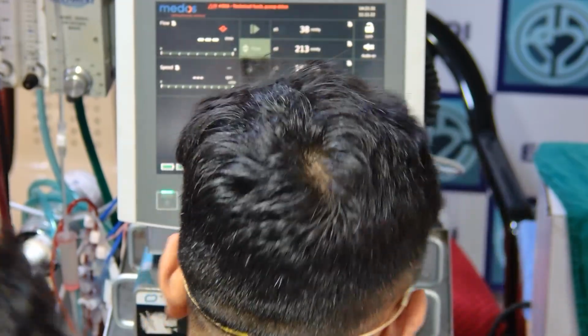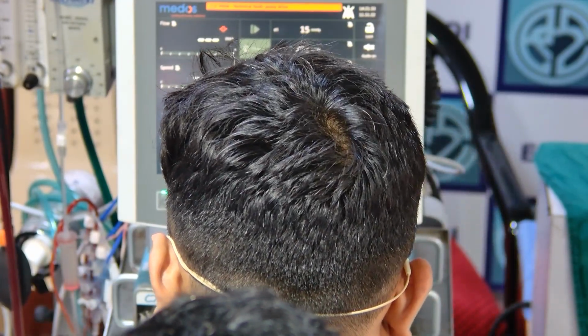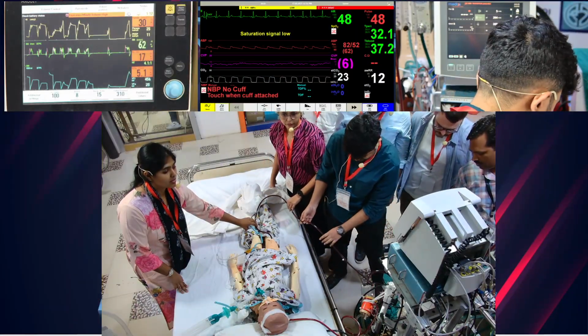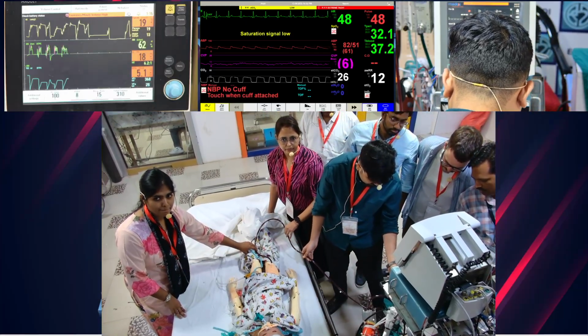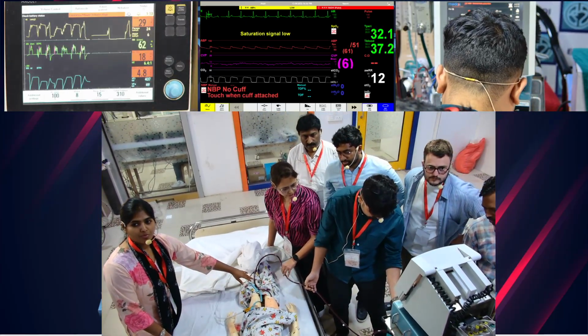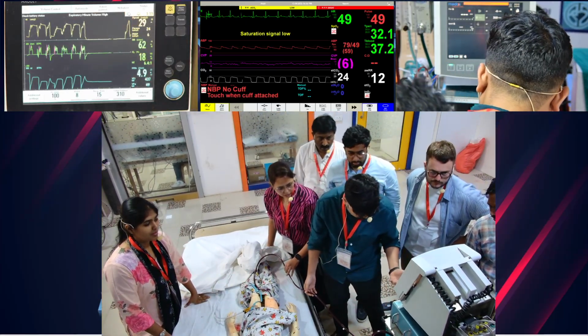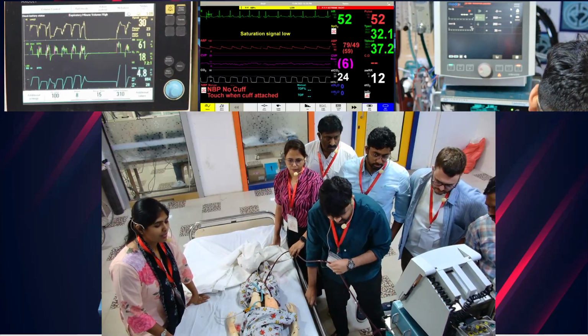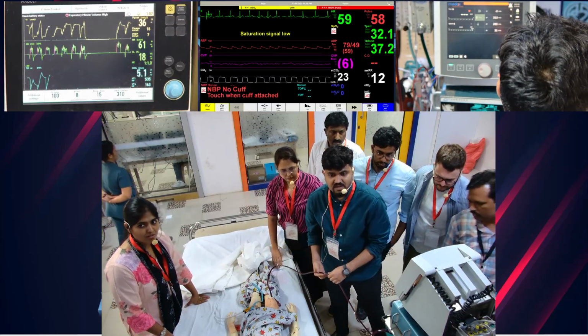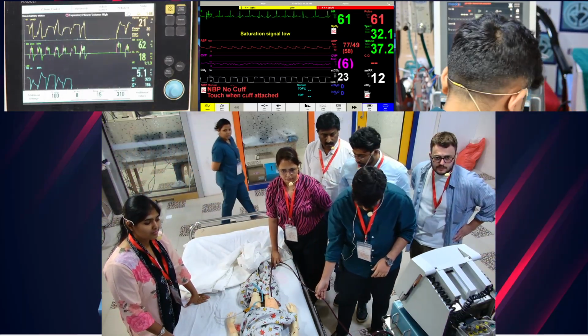What was the problem? How much is the flow now? It has increased to 1.8, sir. There was a kinking in the line. How did you identify there was a kinking in the line? The flows were not increasing despite everything, despite the fluid bolus. I saw the railing which was compressing the tube.